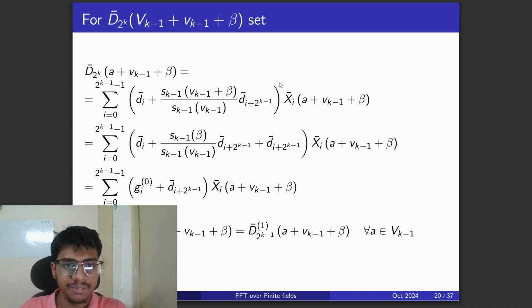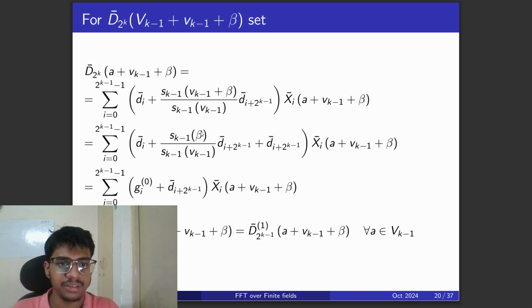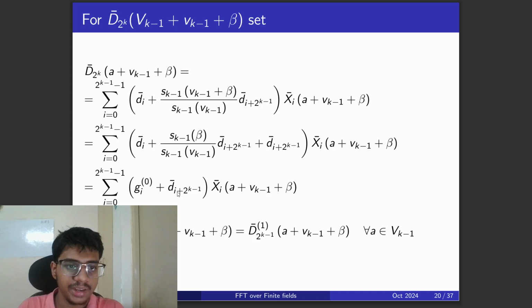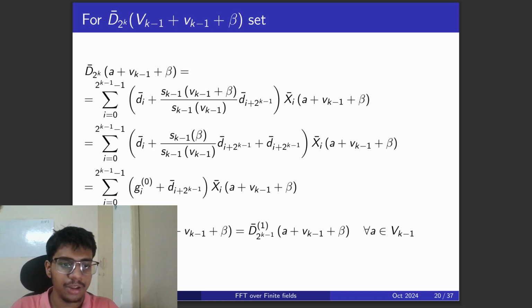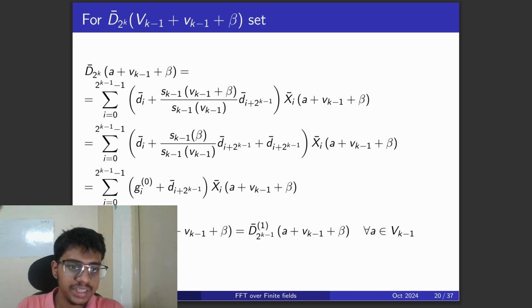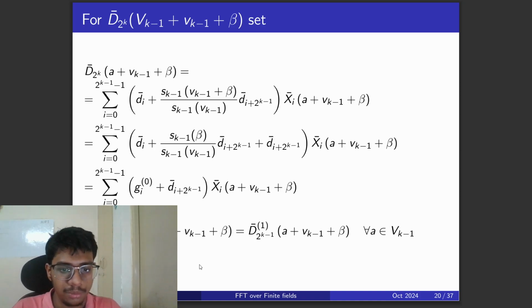Again, here we have used the recursion form of our subspace polynomial. So bk minus 1 plus beta becomes sk minus 1 beta. And again, manipulating this, we can get gi of 0 plus di plus 2^(k minus 1). We will assume this bracket to be gi of 1. By assuming this gi of 1, we can again write it in this form, which is a polynomial expansion form.